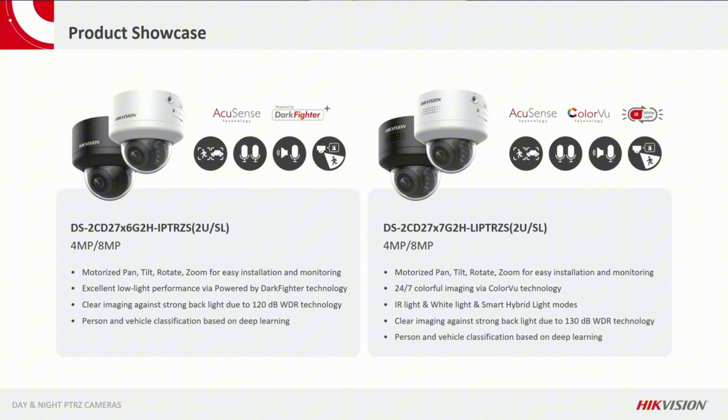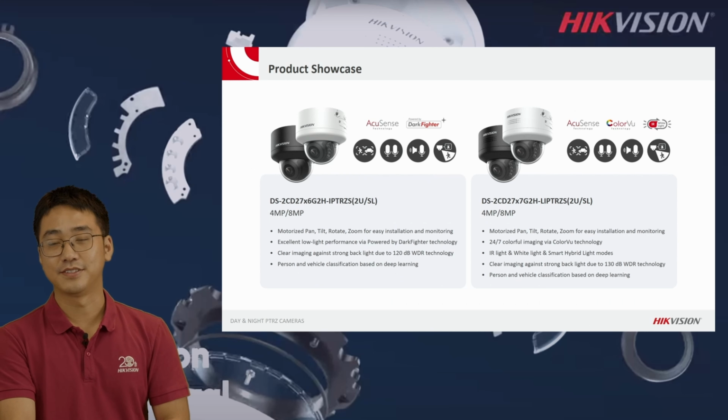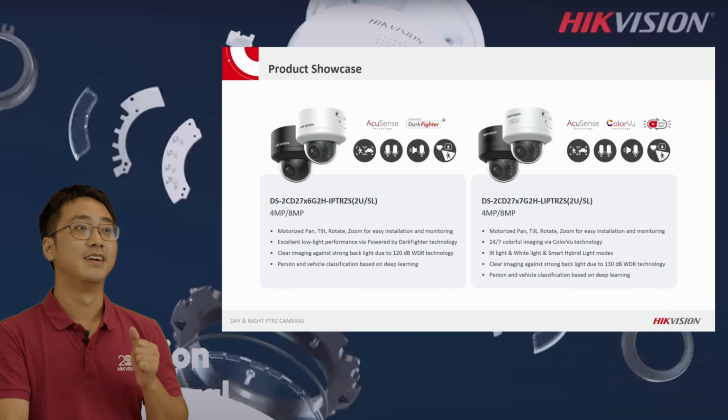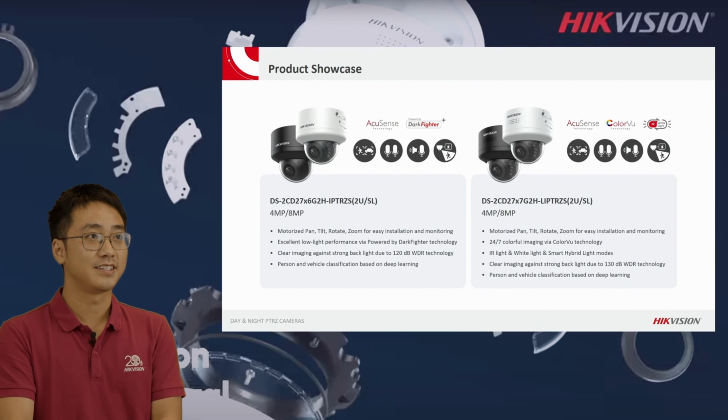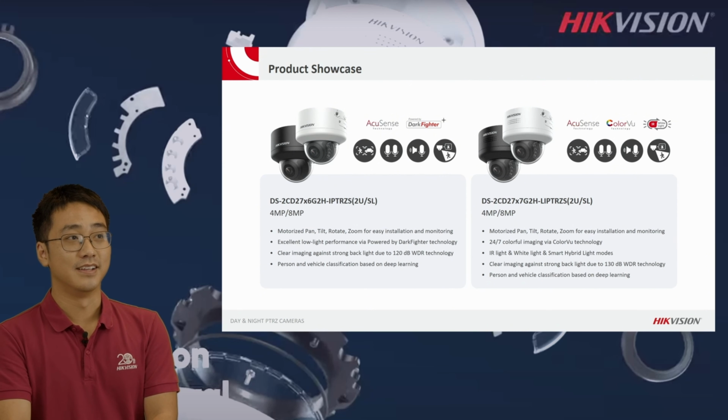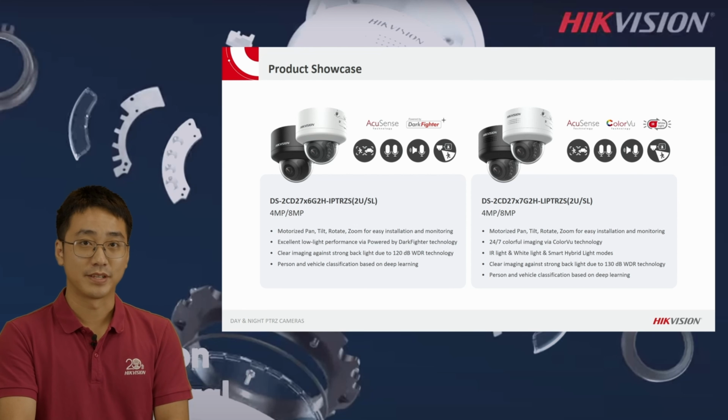And on this page, it shows you the showcase of the PTRZ camera. You can see that on the left side, it's AccuSense powered by the Darkfighter series, and you have two options: 4 megapixel and 8 megapixel. It's the 2x6 G2H. And on your right side, it's the 2x7, which is AccuSense and ColorView, but also our latest light technology, smart hybrid light. You also have 4 megapixel and 8 megapixel options.